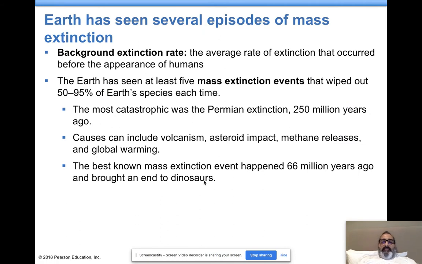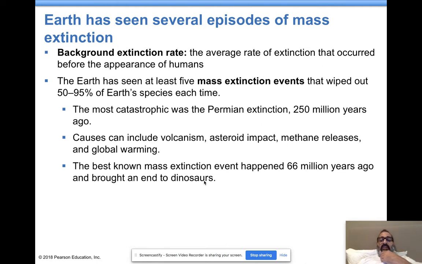So extinction happens every day, actually, naturally. There's a natural rate of extinction, and that's called the background extinction rate. So we have calculated over time, if you're not involving humans, organisms are going to go extinct on their own, whether we're involved or not. It's going to happen. Okay. And that's called the background extinction rate.